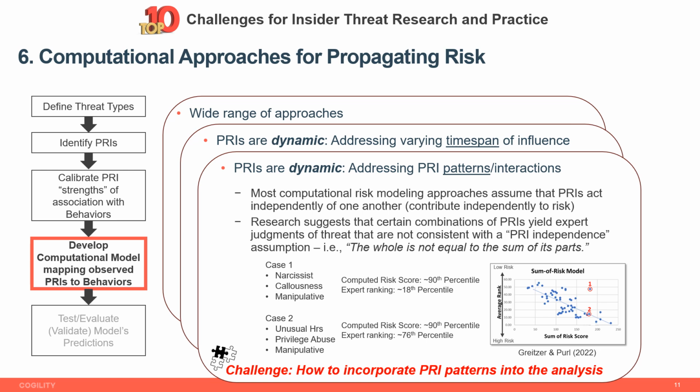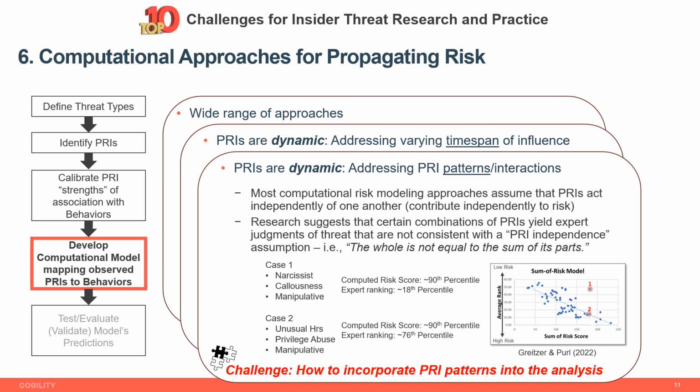In the example shown on this slide, we found that while the risk values computed for two cases were nearly identical, both predicting that the cases would fall at the 90th percentile of risk, our subject matter experts demonstrated that only case 2 was relatively highly concerning, while case 1 was not.